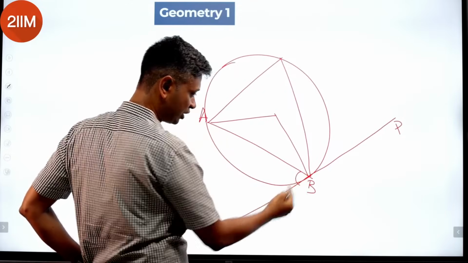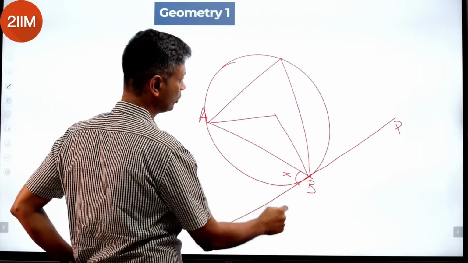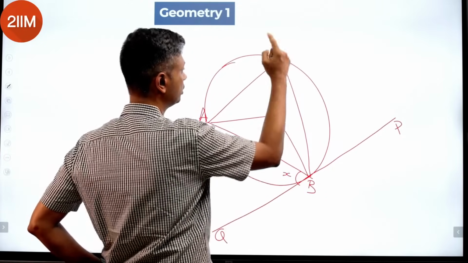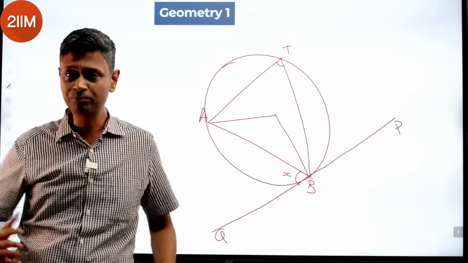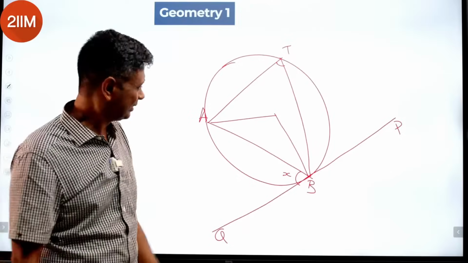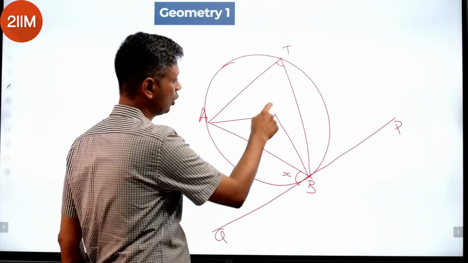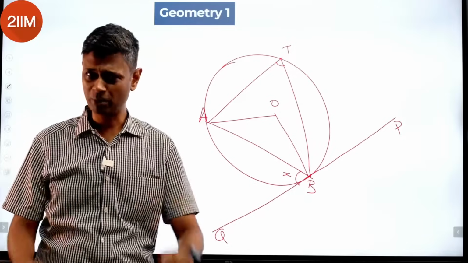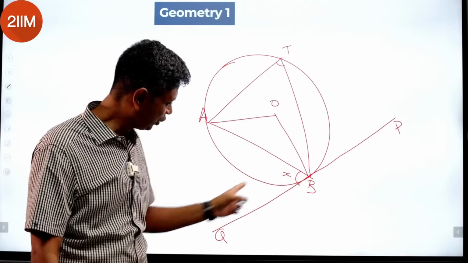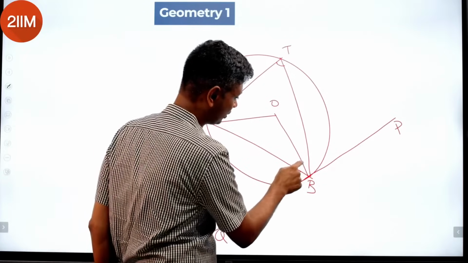The angle between tangent and chord is equal to the angle made by the chord in the other segment. This angle is equal to this angle. That's the idea. So how do we prove that? There is a tangent PBQ, the center of the circle O. So OB is perpendicular to PQ, tangent is perpendicular to radius. So OBQ is 90 degrees. So this is 90 minus x.